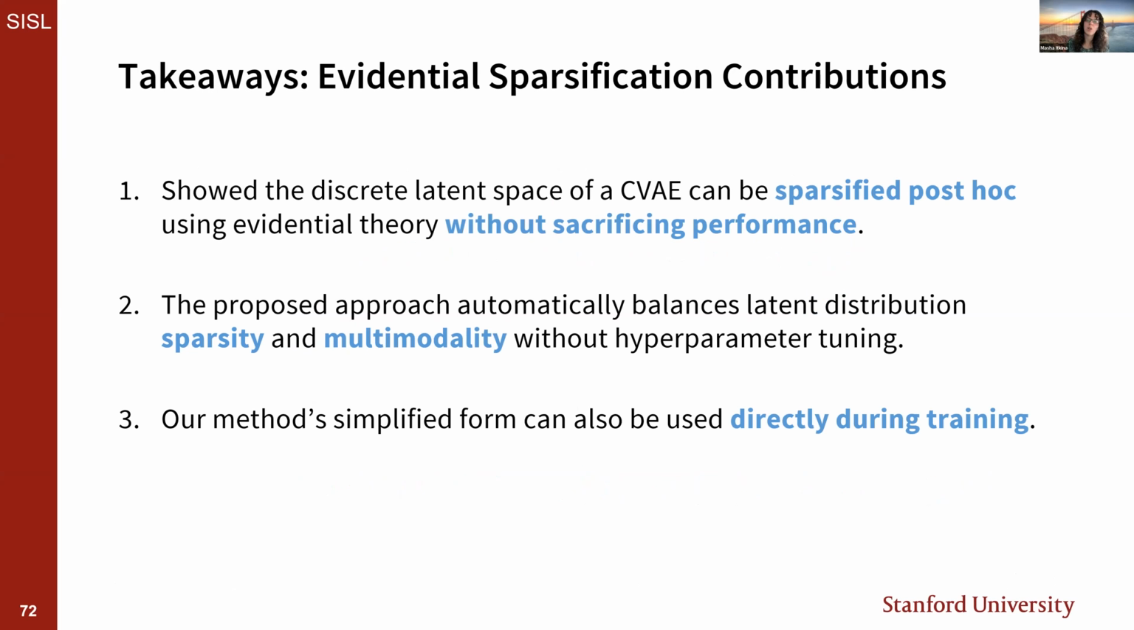So to summarize these contributions, we introduced a new method grounded in evidential theory for sparsifying the discrete latent sample space of a trained CVAE post hoc. Our experiments show that our algorithm achieves a significant reduction in the discrete latent sample space of CVAE networks trained for the trajectory prediction task without loss of network performance. Our approach sparsifies the latent sample space while maintaining the distributional multimodality, unlike baseline techniques, which remove important modes with overly aggressive filtering. And finally, we developed a way to train directly with our sparse sample distribution.